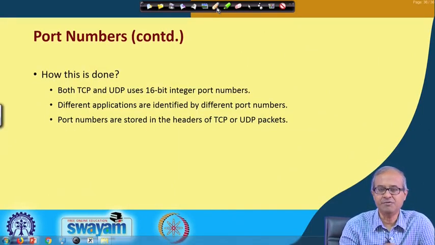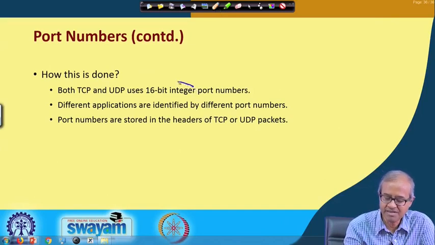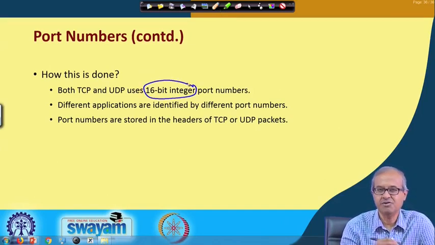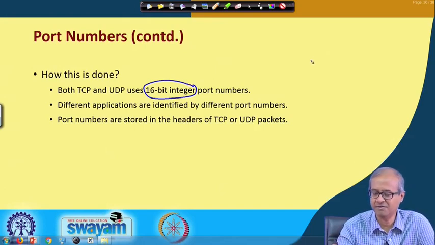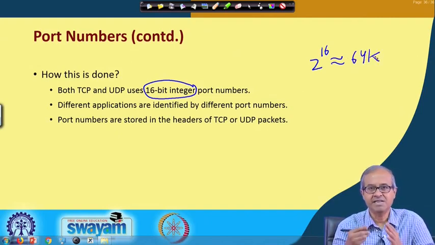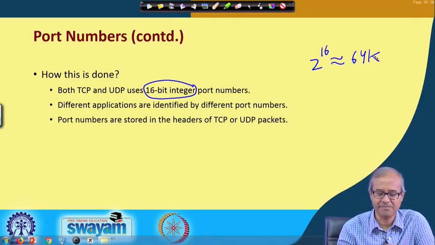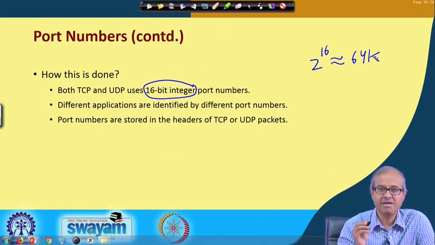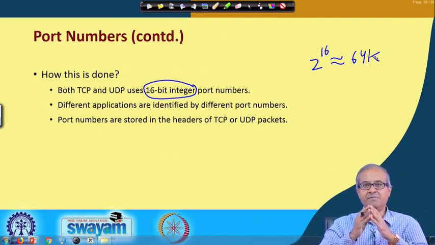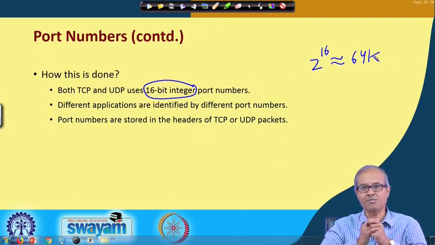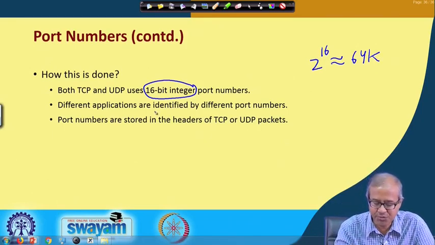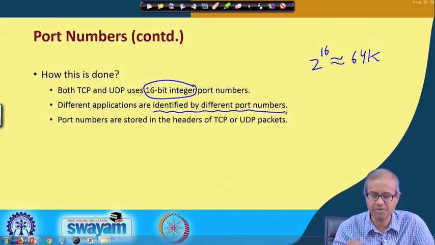Now, in TCP and UDP, these port numbers are 16-bit quantities. Well, 16 bits is quite large. You can have 2 to the power 16, which is about 65,000, 64K. You can have that many active connections, active processes running, okay? And this is quite large. And you see, there are certain applications which are well known. They are uniquely identified by some port numbers.